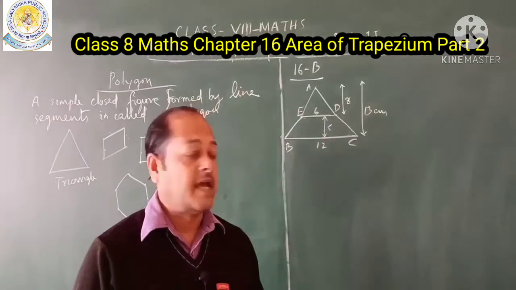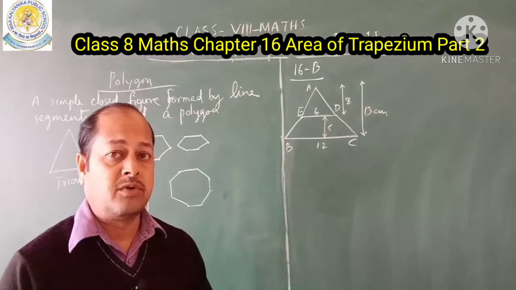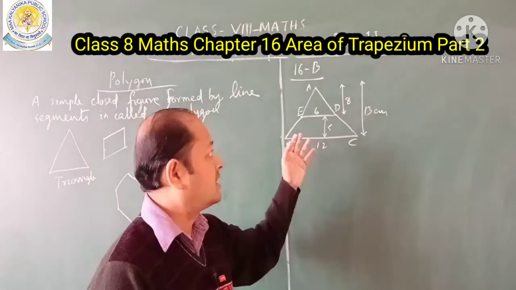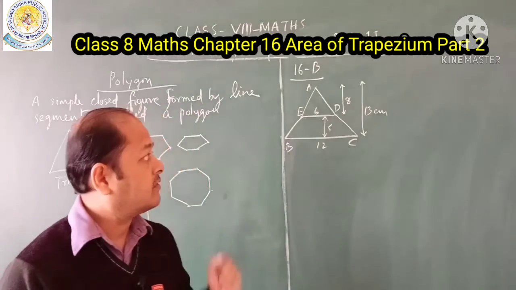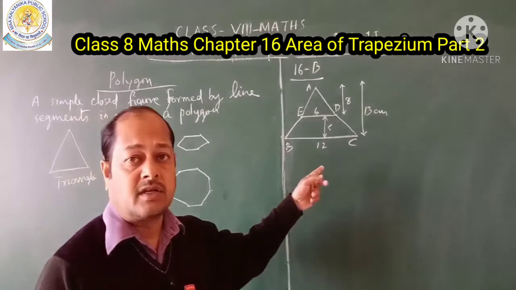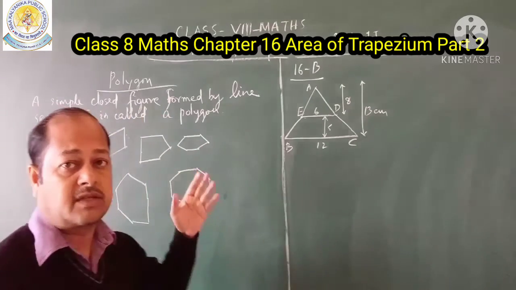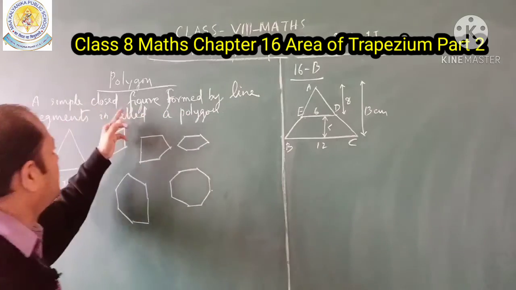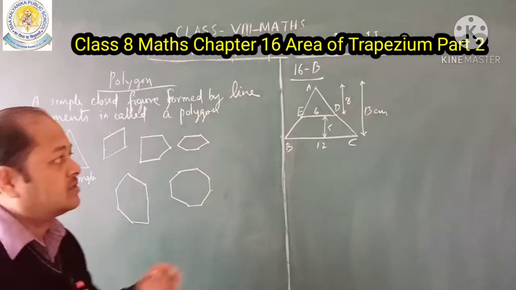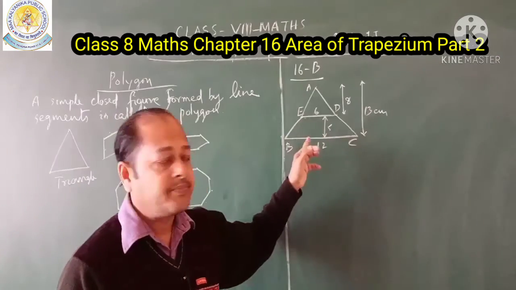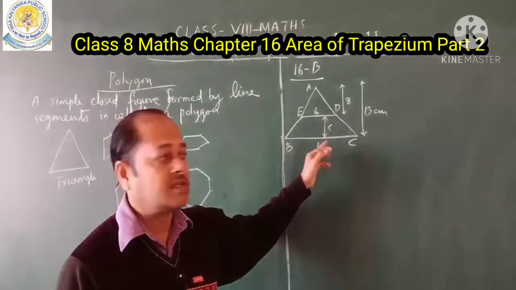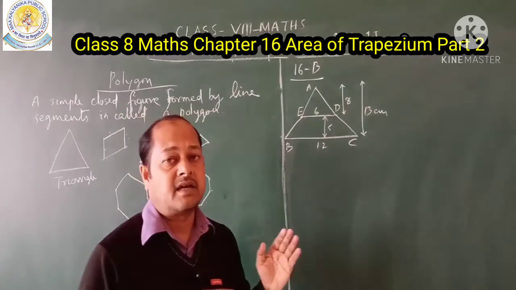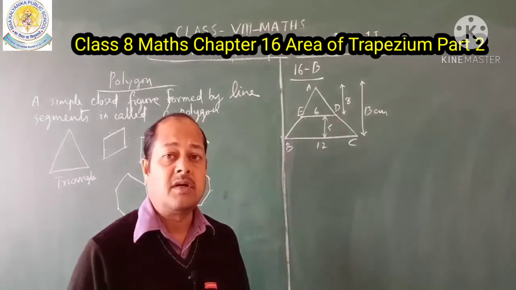Okay, next I am going to solve one question from your book, that is exercise 16b. The first question is to find the area of this polygon. As we have discussed, a polygon means a closed figure formed by line segments. Here also line segments are there, and this polygon consists of one triangle and a trapezium. So together the area is equal to the area of the polygon.